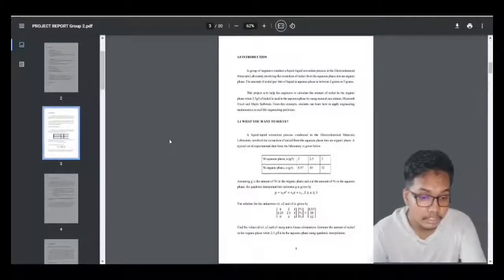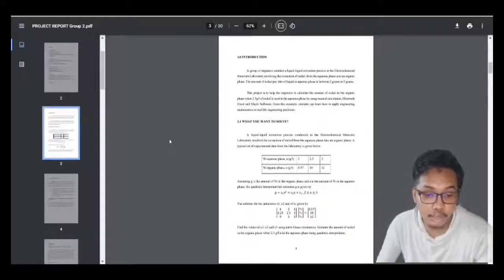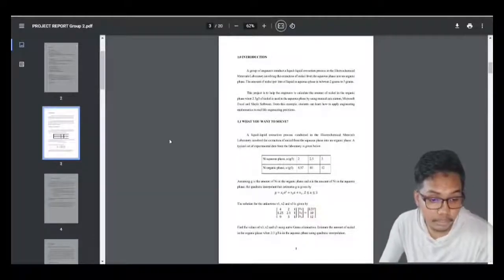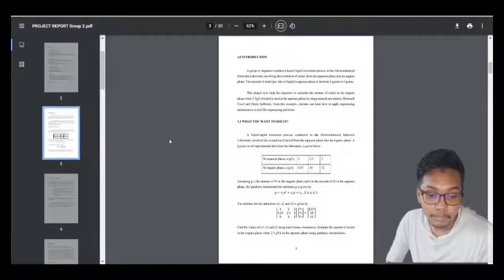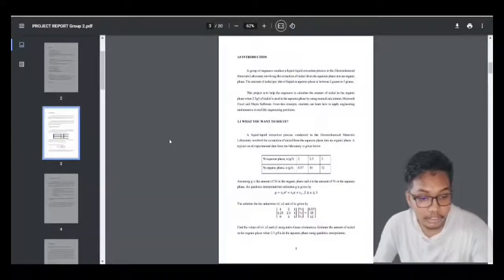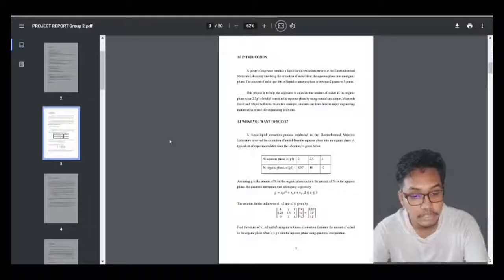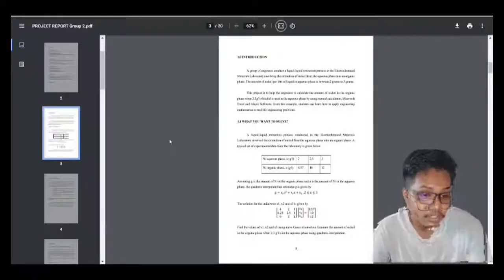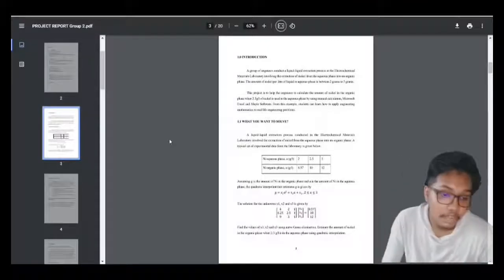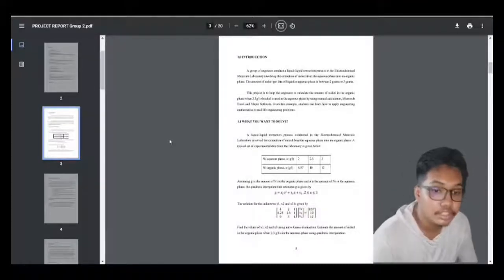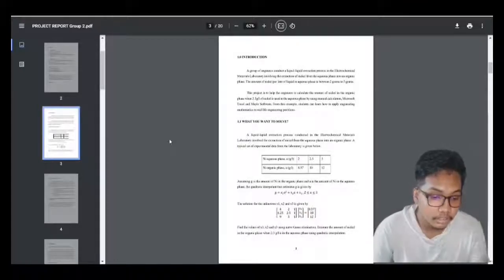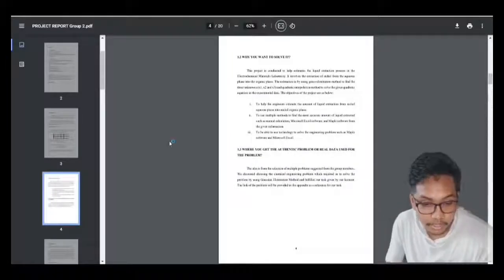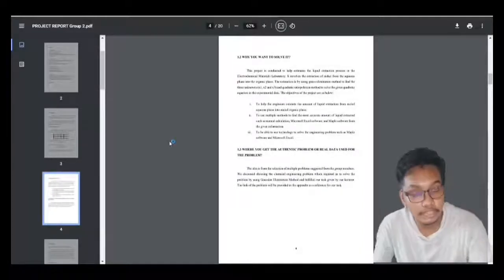This project is to help the engineers calculate the amount of nickel in the organic phase when 2.3 grams per liter of nickel is used in the aqueous phase, by using manual calculation, Microsoft Excel, and Maple software. From this example, students can learn how to apply engineering mathematics to real-life engineering problems. What do we want to solve? Basically, we want to find how much nickel will be extracted from the aqueous phase into the organic phase when 2.3 grams per liter of nickel is used in the aqueous phase.